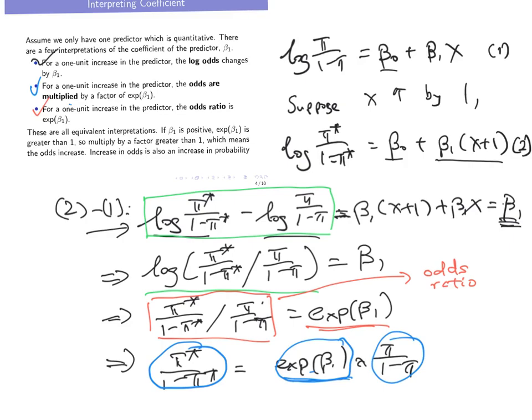One thing to notice, right, if your slope is positive, exp of beta 1 is greater than 1, so you're multiplying by a factor greater than 1, which means the odds increase, right? So if beta 1 is positive, your odds increase. If beta 1 is negative, then your odds will decrease.